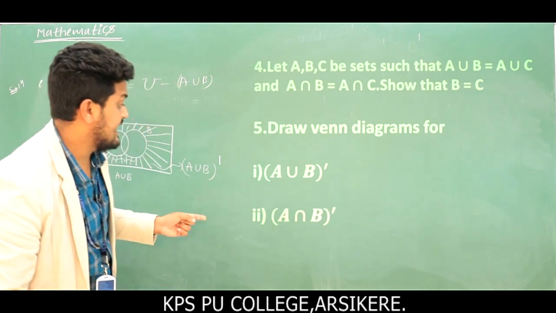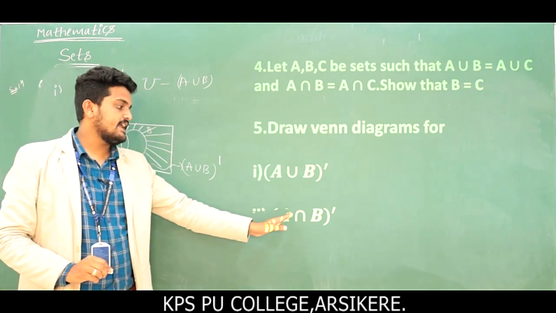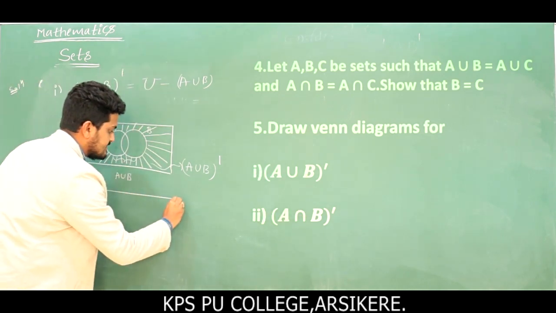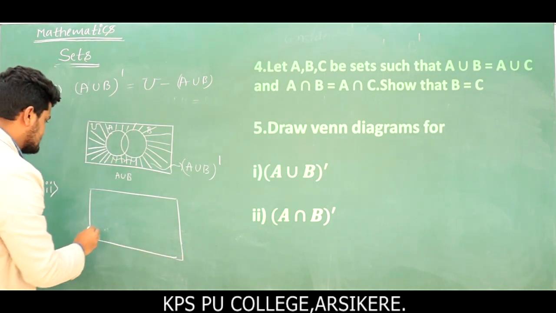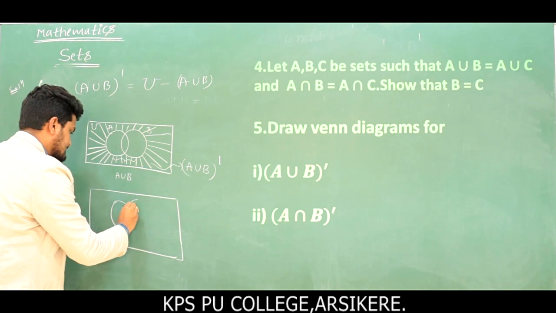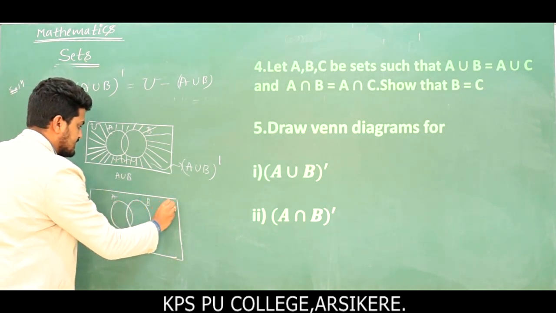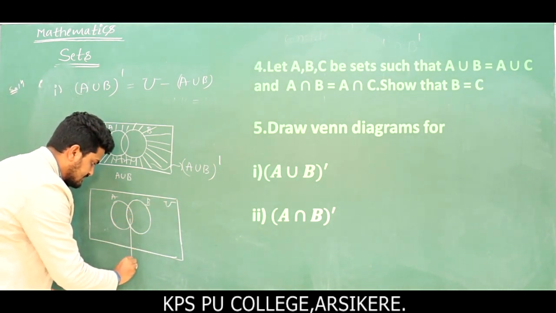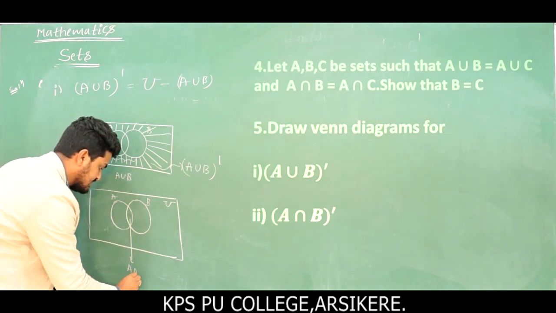Second one, A intersection B whole dash. Then how to draw the Venn diagram for A intersection B whole dash? First you write the universal set, right? Next set A, set B. You already know that this area we call as A intersection B.